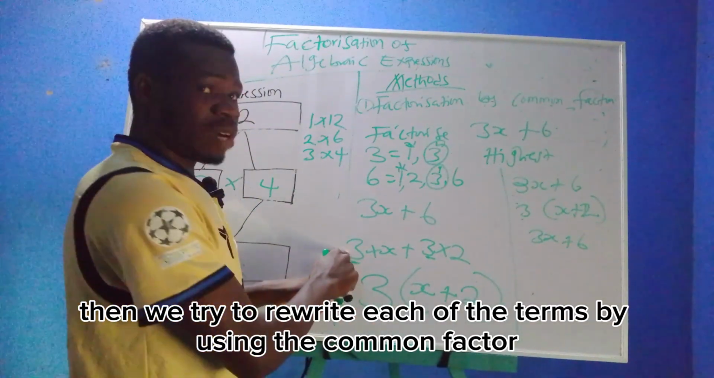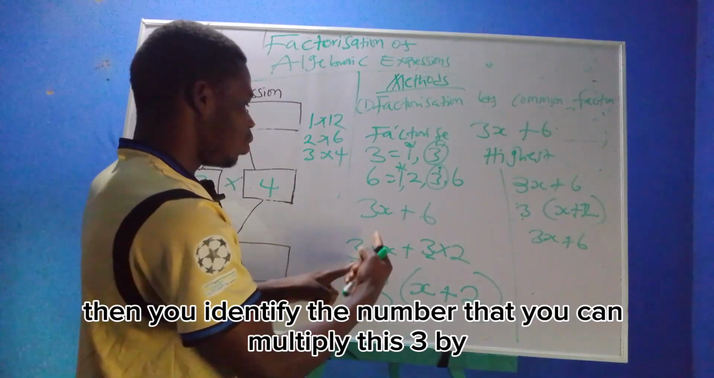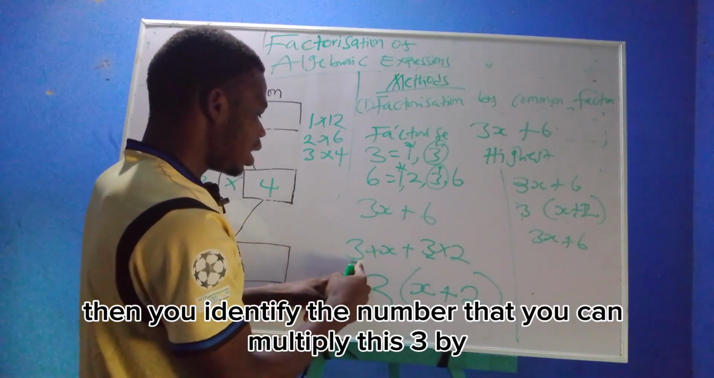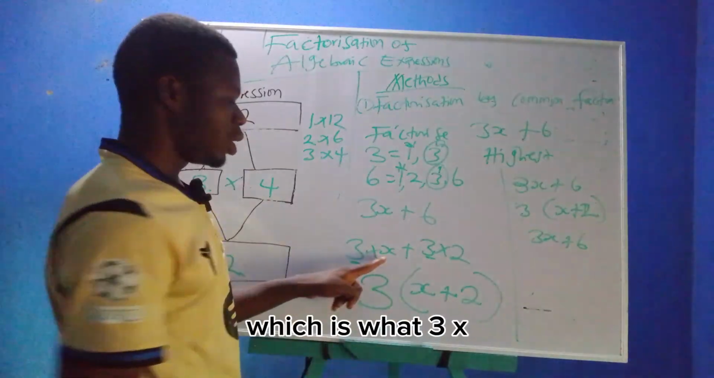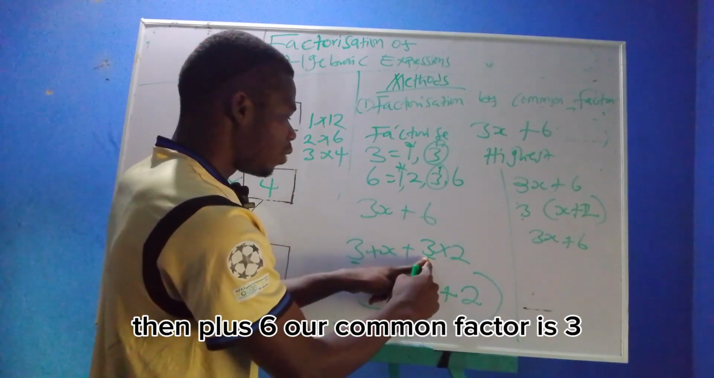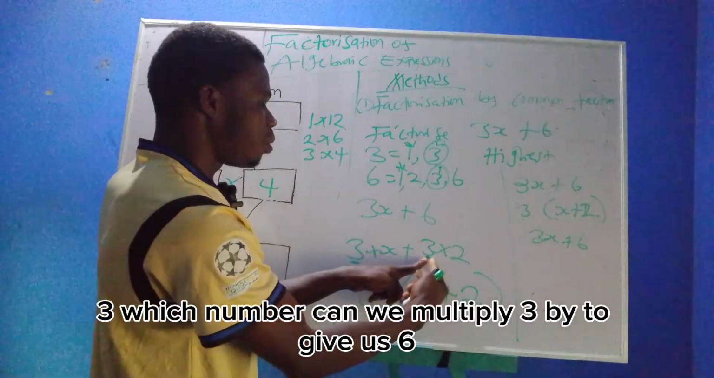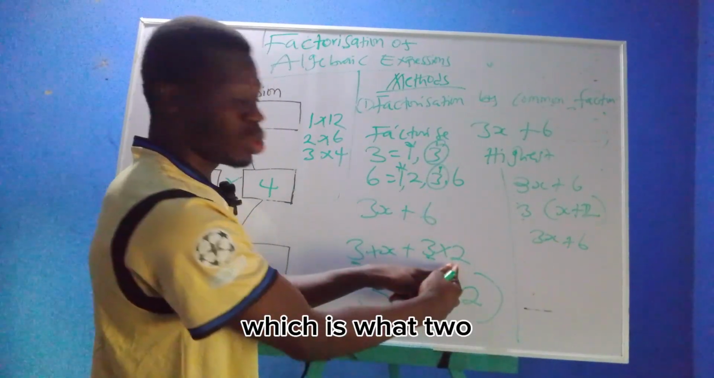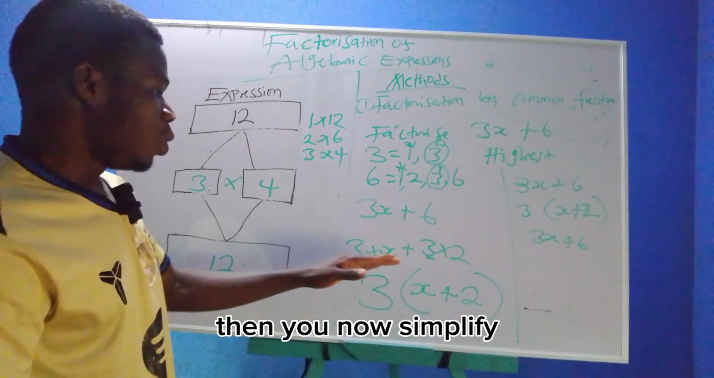Now we take that common factor, then we try to rewrite each of the terms by using the common factor. So you take the 3, then you identify the number that you can multiply this 3 by to give you 3x, which is x. Then plus 6. Our common factor is 3, which number can we multiply 3 by to give us 6, which is 2. Then you now simplify.